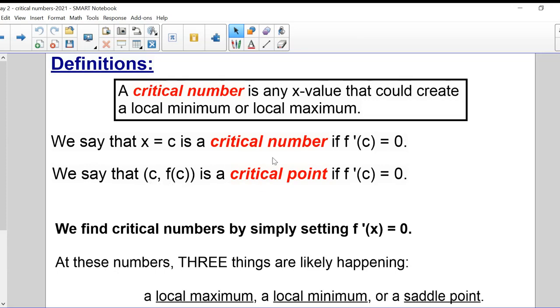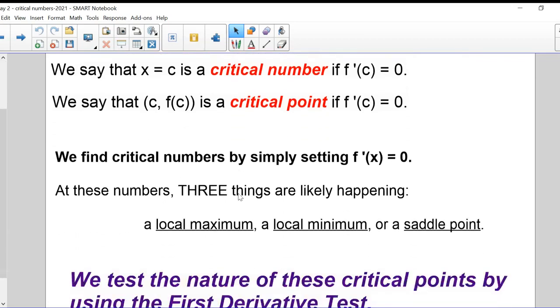So here's a distinction now: the x is just the x-coordinate of a critical point, and a critical point has both an x and a y. Once you get the value of c, the value of x which makes your first derivative equal to 0, then you can find the value of y to see what your critical point is, meaning what is your x, what is your y. You're going to put that value of x, which is the c in this case, back into the original function to get your y value. We're going to call it a critical point.